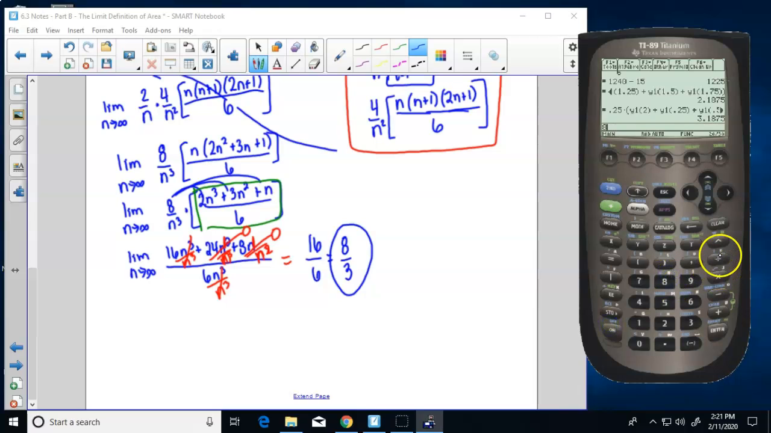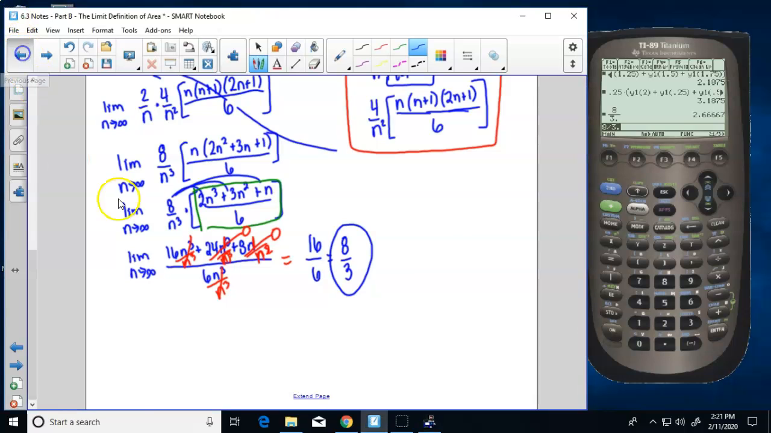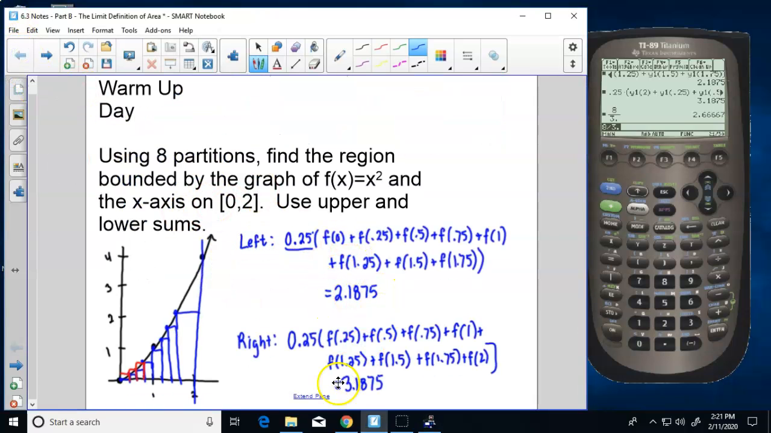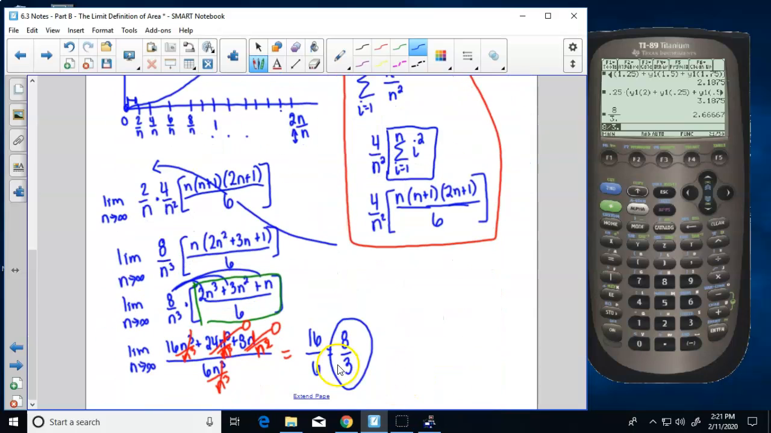So 8/3 is what, 2.6 repeating? Yes. So our estimates, we had 2.18, 3.187, so we're between those two there. But this is the exact area, which is going to be important for us moving forward, because why would we want to know just an estimate if we could find the exact area, right? So we are going to be using this more.